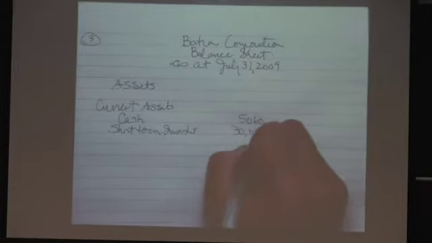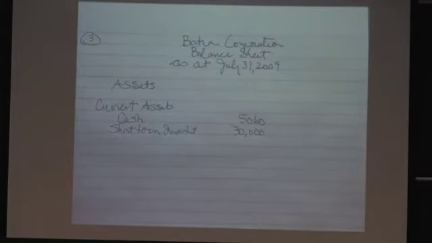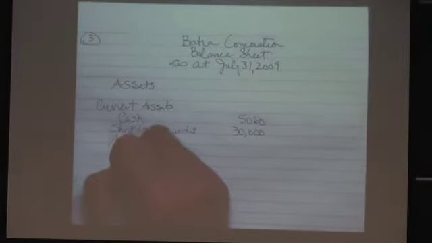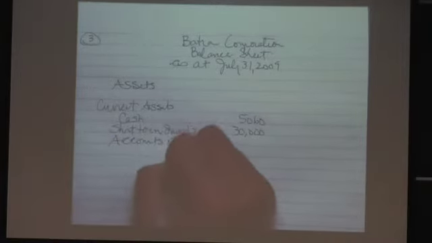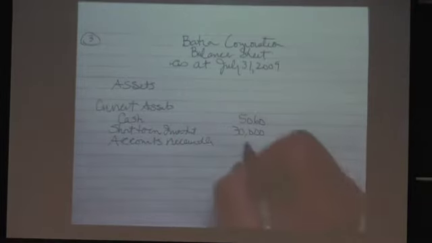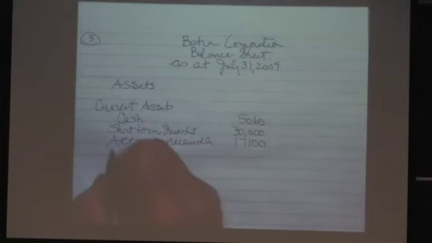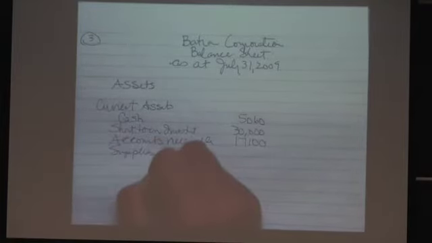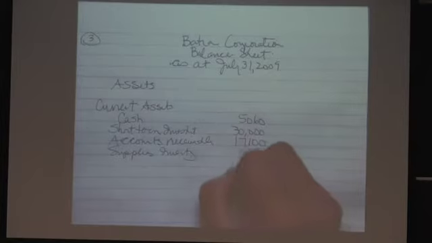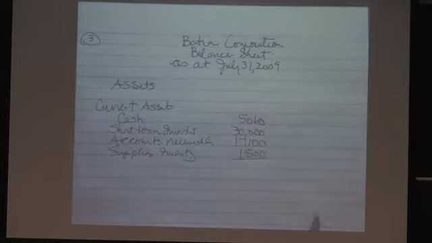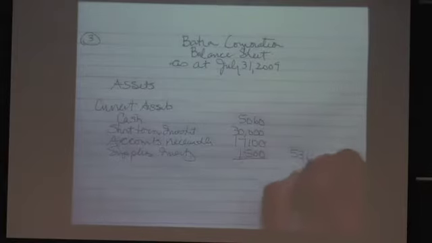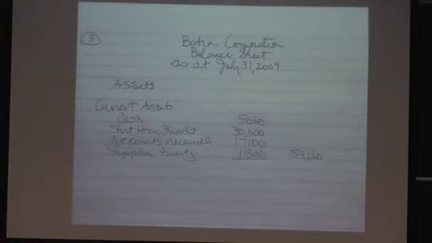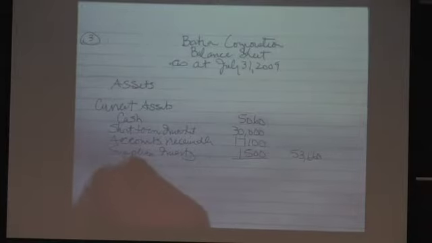Then what's the next most liquid asset is accounts receivable. Then supplies inventory, right? That gives us a total current asset of 53,660. Then we're going to list all long-term assets. And the only item there is property, plant, and equipment.